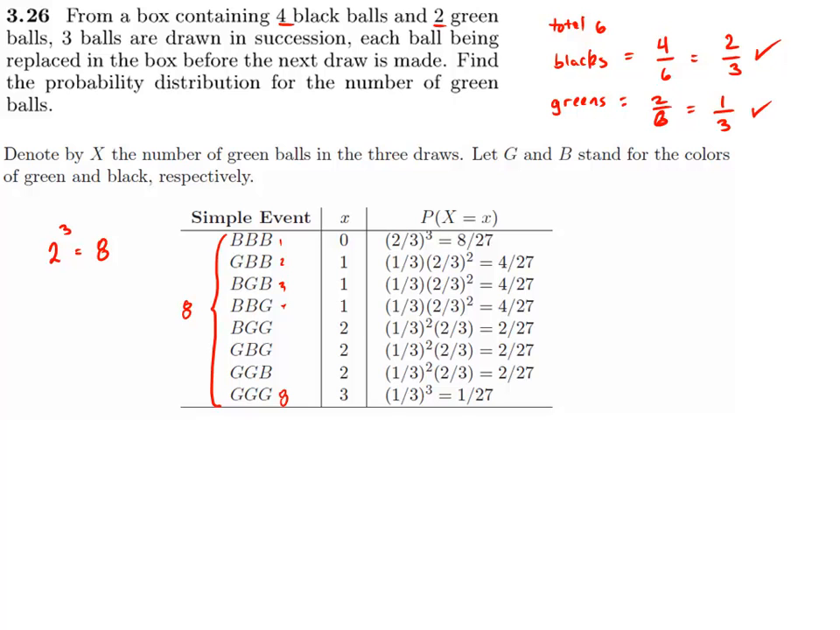x? So the probability that x equals 0, that's the first case, is going to be equal to the probability of landing a black ball on the first event, which is 2/3, a black ball again, and a black ball again, which equals 2/3 cubed. That makes sense?